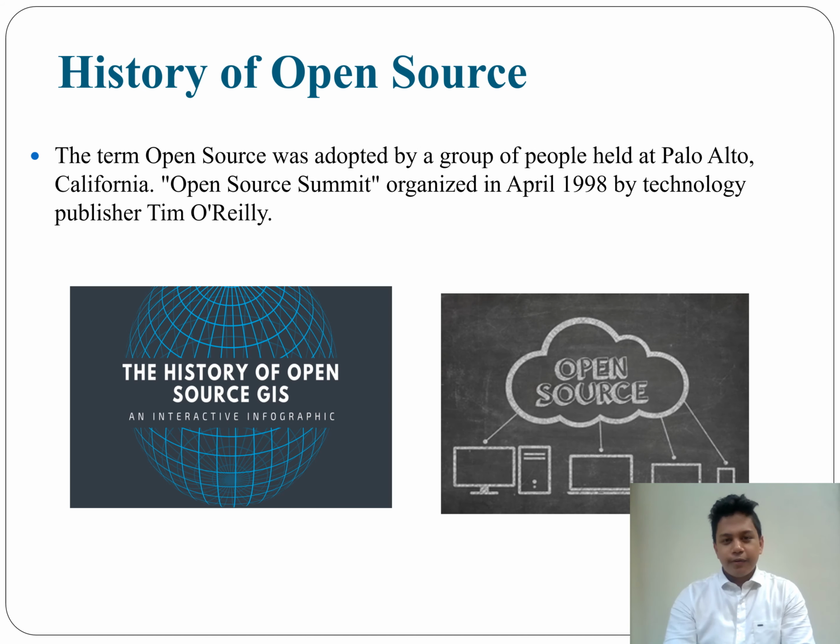So now I am going to tell about the history of open source. The open source definition was originally derived from the Debian Free Software Guidelines. Bruce Perens composed the original draft of the DFSG, and it was edited, refined and approved as formal policy by the Debian developer community in 1997. The term open source was then adopted by a group of people at the Open Source Summit held in Palo Alto, California, organized in April 1998 by technology publisher Tim O'Reilly.